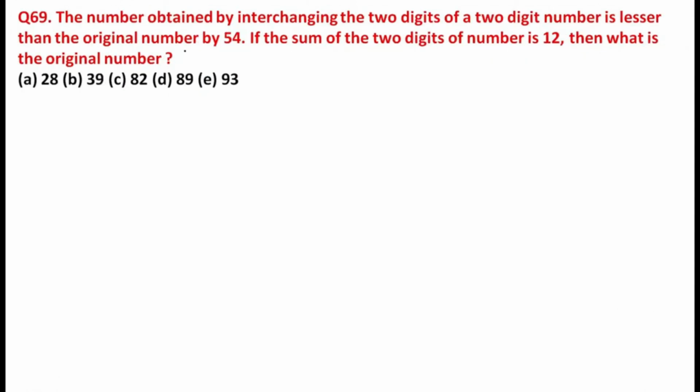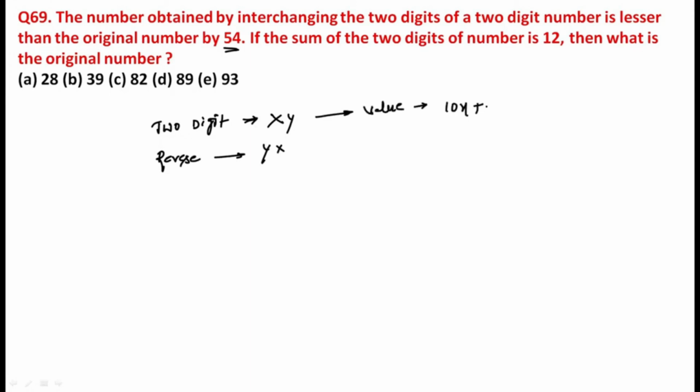Next one. The number obtained by interchanging the two digits of a two-digit number is less than the original number by 54. I just consider the two-digit number as xy. Now, if you reverse it, the value becomes yx. Now the value of a two-digit number is multiplied by its place value. Now the value becomes 10x plus y.